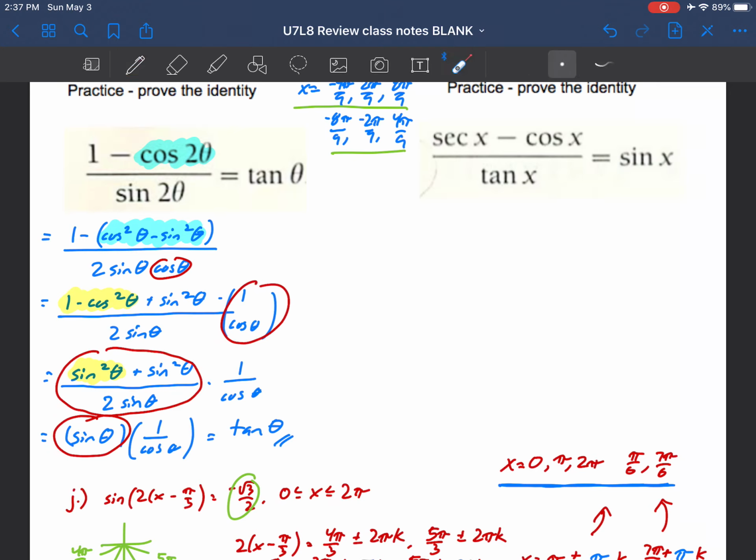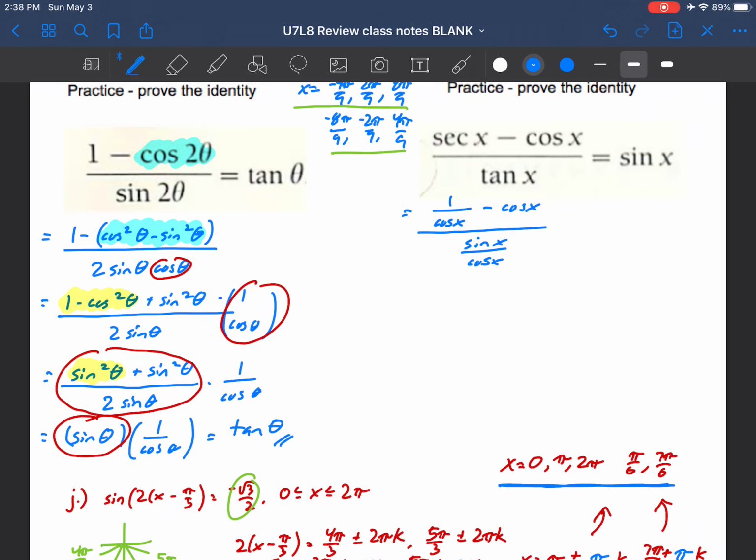Second one. Sec minus cosec over tan is equal to sine. So again, I'm going to work with this side. And what I'm going to do here is write everything in terms of sine and cosine, because there aren't really any identities I'm using except rewriting this as 1 over cosine. So this is equal to 1 over cos x minus cos x over sine x over cos x.